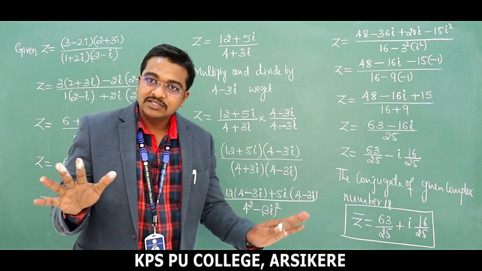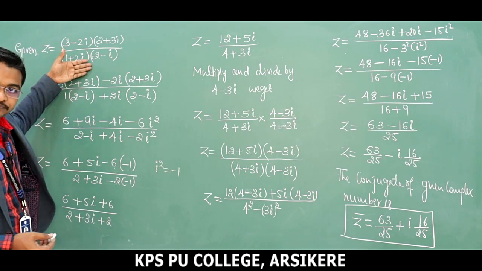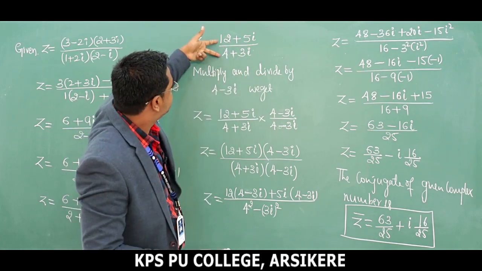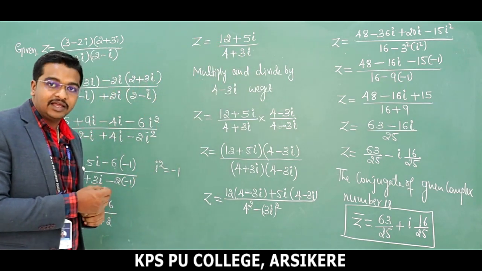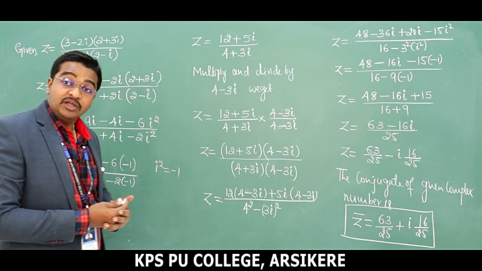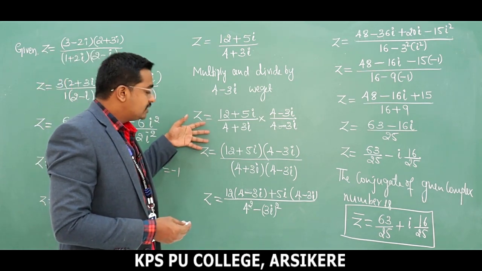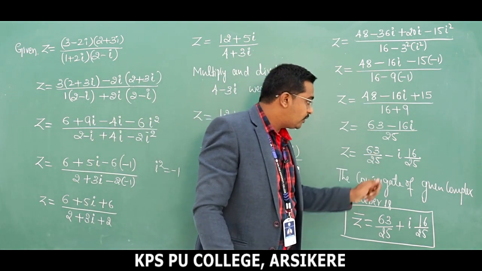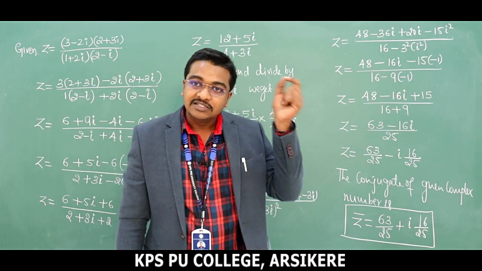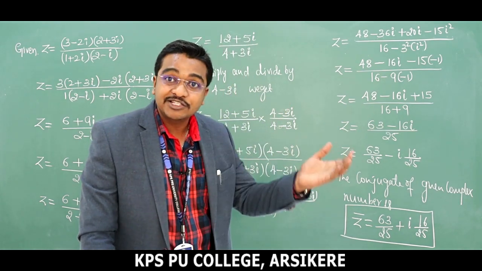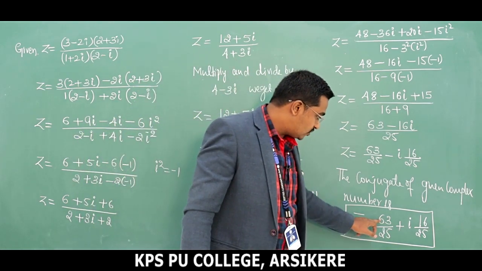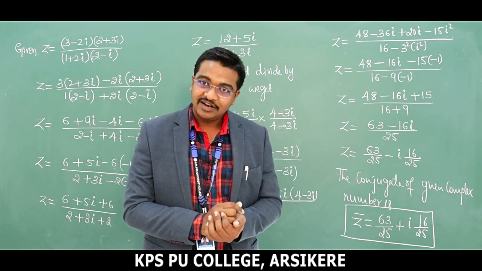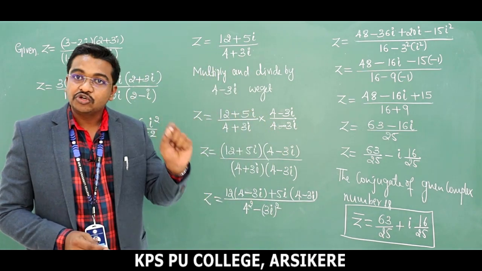Understood, children? This is very simple. First step is simplification. After simplification, we have to multiply and divide by the conjugate, because it is 12 plus 5i divided by 4 plus 3i, which is a rational form. So multiply and divide by the conjugate. After that simplification, the given complex number reduces to 63 divided by 25 minus i times 16 divided by 25, and the corresponding conjugate is Z bar is equal to 63 divided by 25 plus i times 16 divided by 25. Understood, children? So take a pause and note down all the things I have written here.